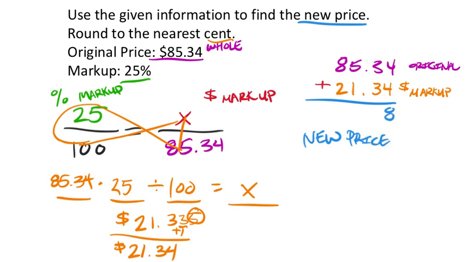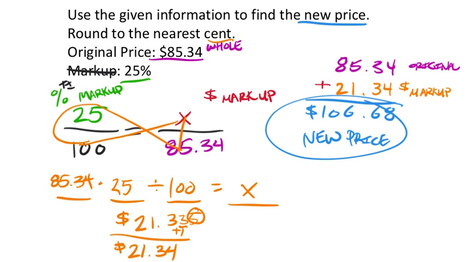Okay, so $106.68. Once again, this doesn't change. Let's say instead of markup, they said tip. Like if you wanted to add a 25% tip, then again, it's not necessarily a new price. It's like the price with the tip. And the same thing is true if they were to say tax as well. Markups, tips, and taxes work exactly the same way.